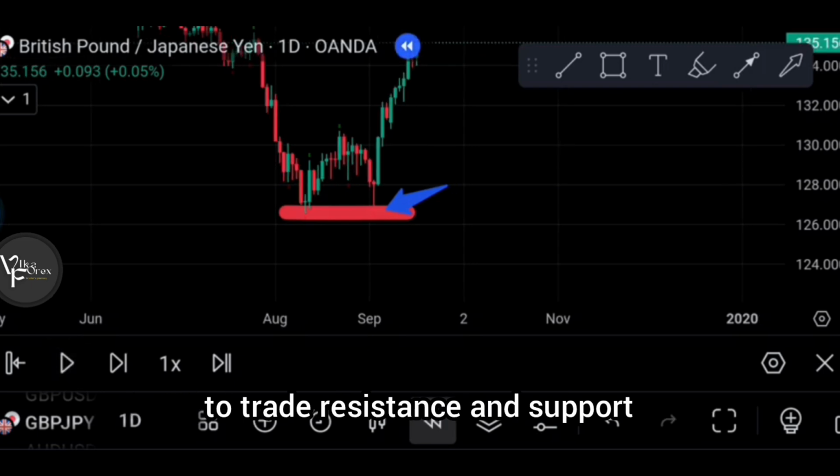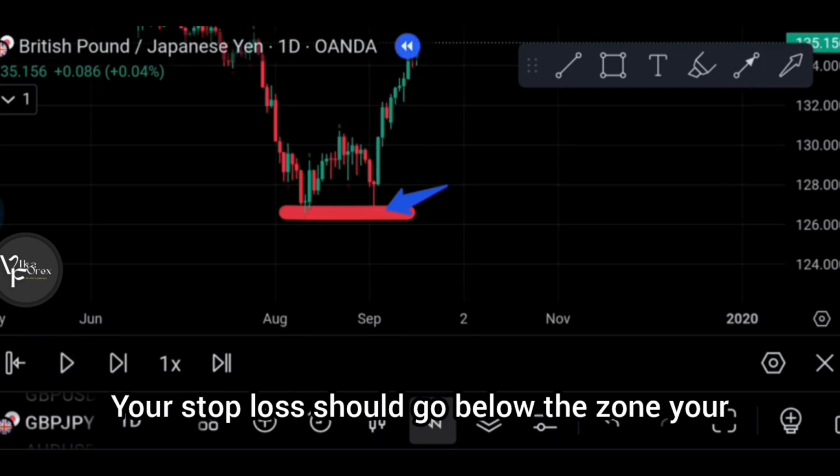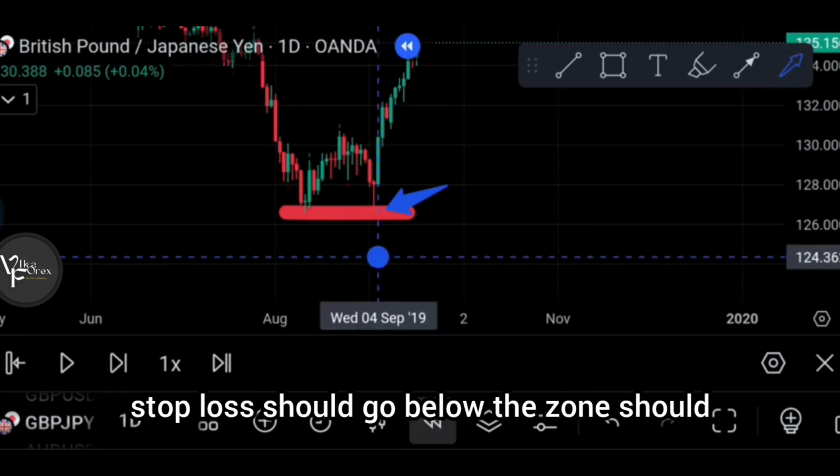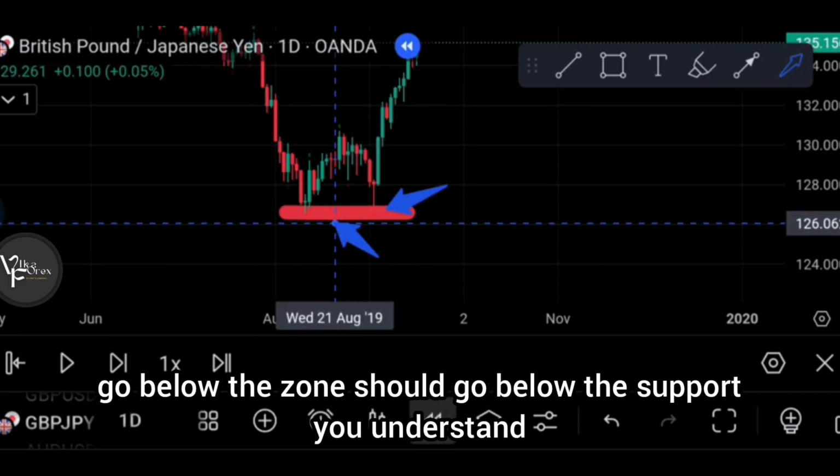One way is to trade resistance and support. Your stop loss should go below the zone. Should go below the support.